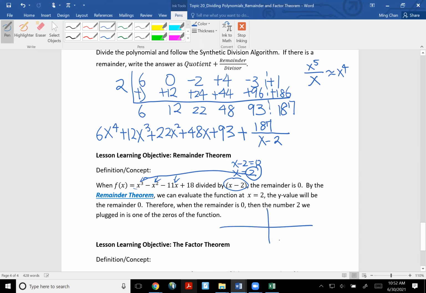Why do we keep on saying 0? Because remember, a 0 of a function means find x when the y is what? When the y is 0. Okay.